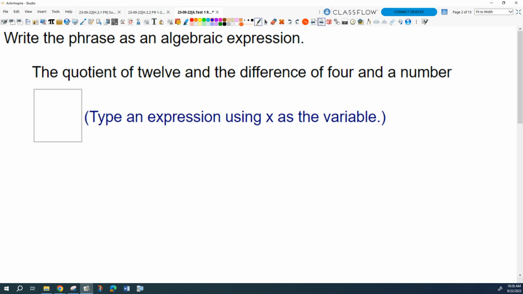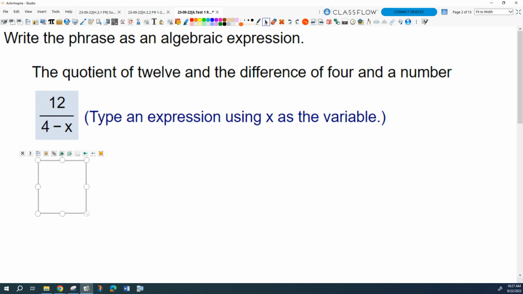12 over 4 minus x. There you go. Okay, good. So we know the quotient of 12 and, so 12 divided by something, what? Divided by the difference of 4 and a number. Well, that looks like 4 minus x, doesn't it? Give me thumbs on that. Does that make sense? Okay, all right.